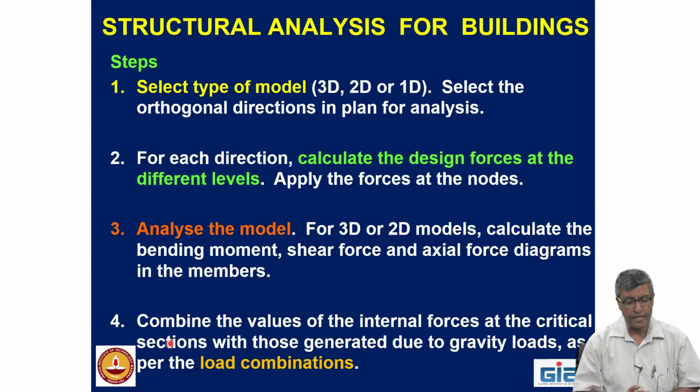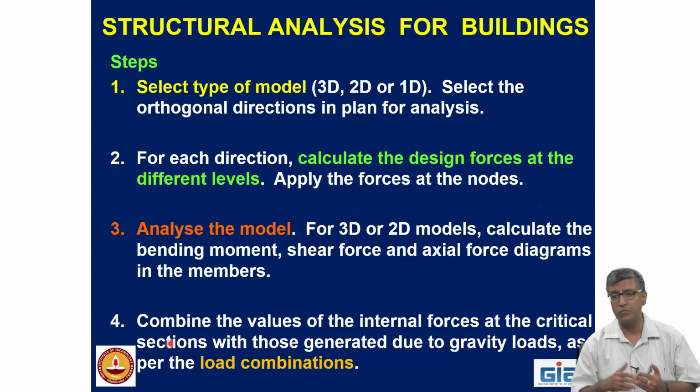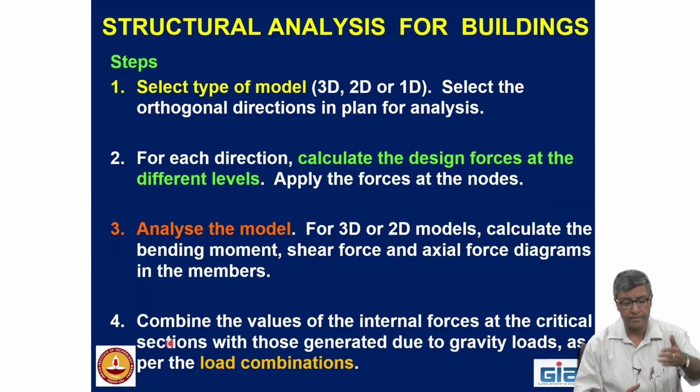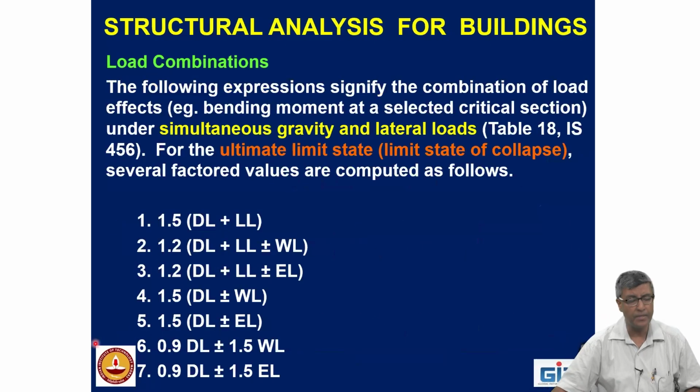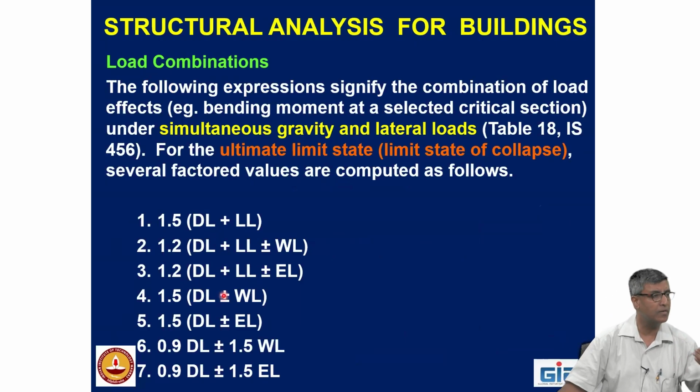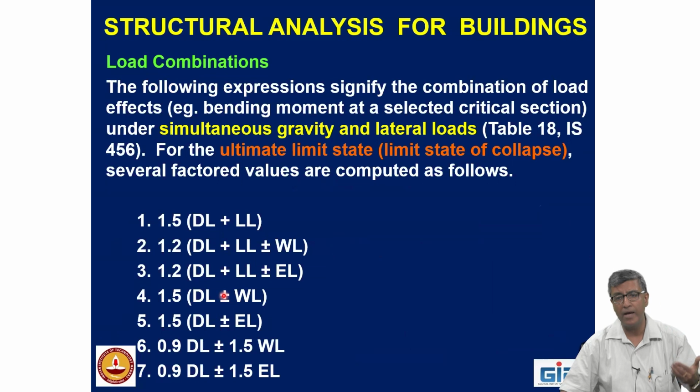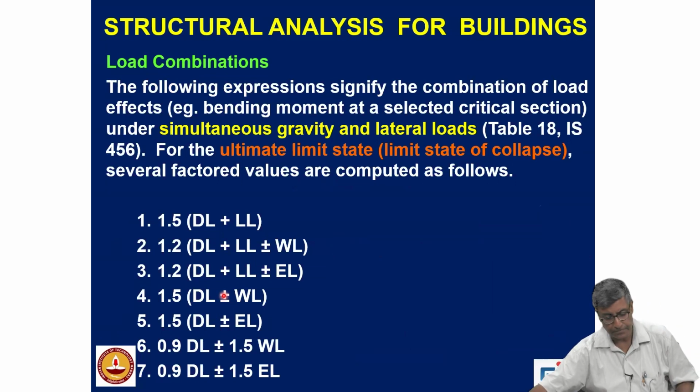Now, for each direction, you have to calculate the design forces at the different levels, whether it is wind or earthquake. You have to do the same thing. This is independent of wind or earthquake, same procedure. Analyze the building, and then you have to combine the internal forces due to the wind or earthquake along with the gravity. And these are the load combinations specified in our code. This can change from code to code, and hence, if you are working for some other code, please be aware of this load combinations.